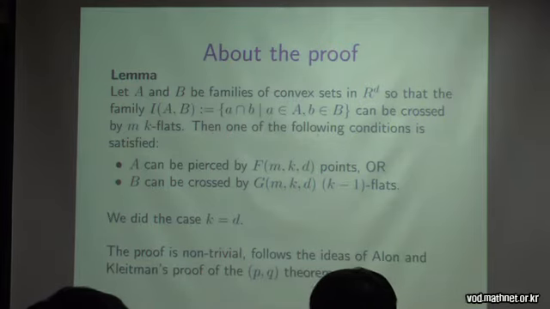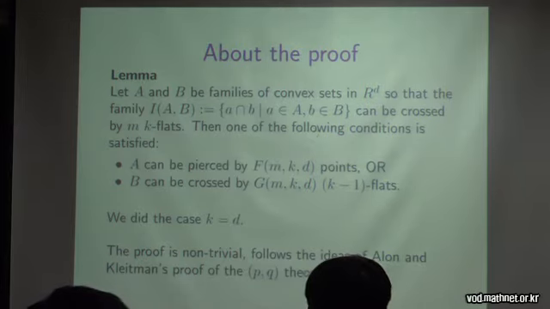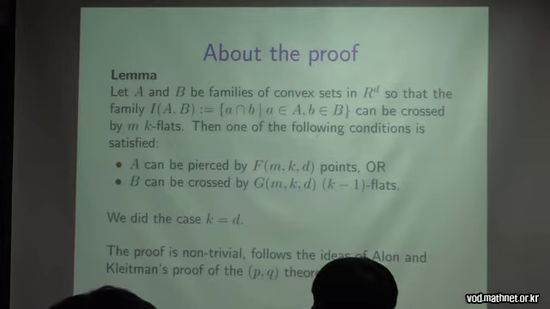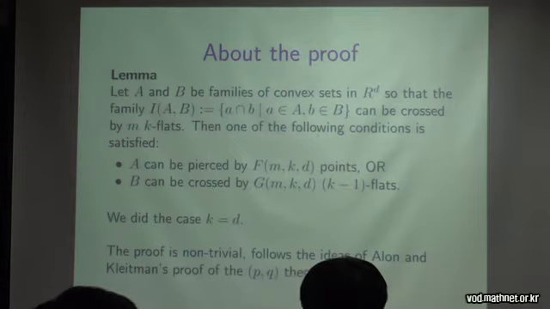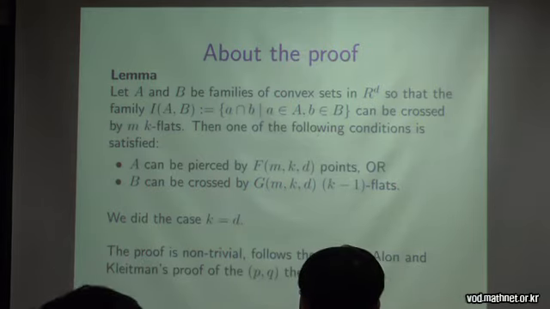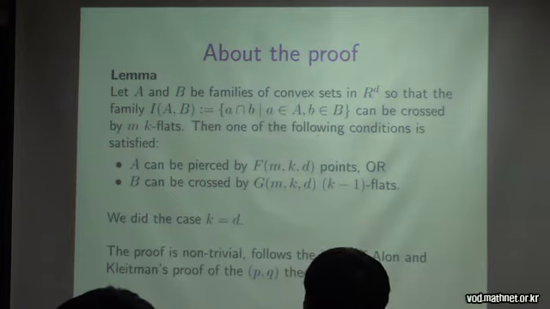Either I can find a point, and if I cannot find a point, then a small number of points. If I cannot find a small number of points, then I'm in this case, and then I start iterating. So I just work on these flats in each one, and then I use this lemma again and again and again. So this is the heart of the proof.